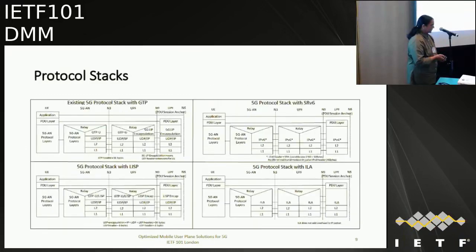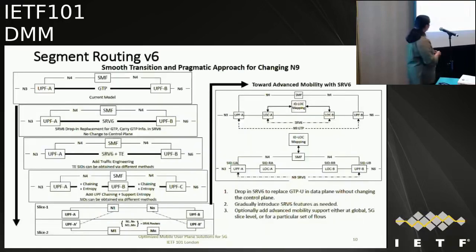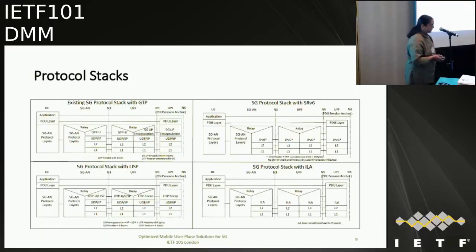And so you have seen these protocol stacks in the individual presentations before. Just to put them in context, the top left tile shows the existing 5G protocol stack. So the N3 interface and N9 interface: the N3 interface is between the gNodeB and the UPF, and there is GTP over UDP over IP there.